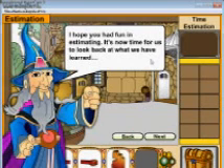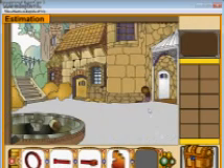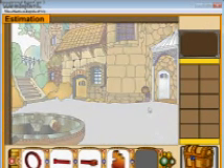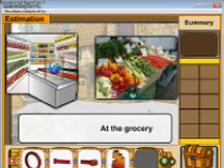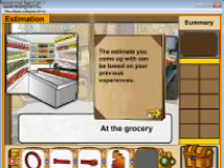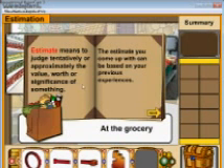I hope you had fun estimating. It's now time for us to look back at what we have learned. Summary. As you can see, the grocery store. To estimate means to judge tentatively or approximately the value, worth or significance of something. The estimate you come up with can be based on your previous experiences. That was at the grocery.